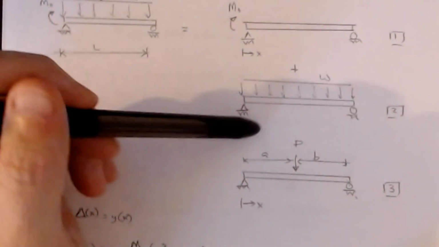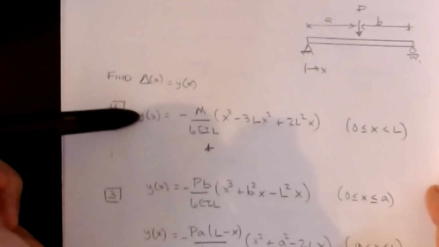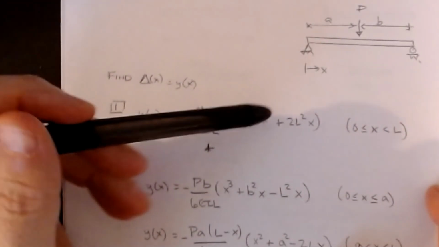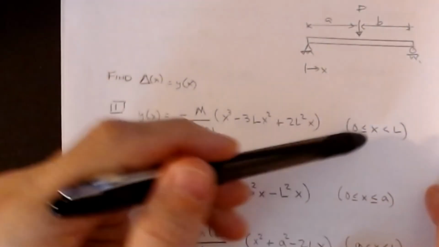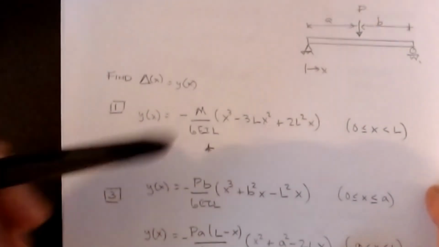Otherwise, you would have to do a shift that I'll show you here in a second. All right. So for the moment case, that was this guy up here where the moment's on the end. This is my equation. And you see it's a minus M over 6EIL, and then x cubed minus 3Lx squared plus 2L squared x. And that equation is valid on the interval of x being between 0 and L. Anywhere along the beam, this is the equation.